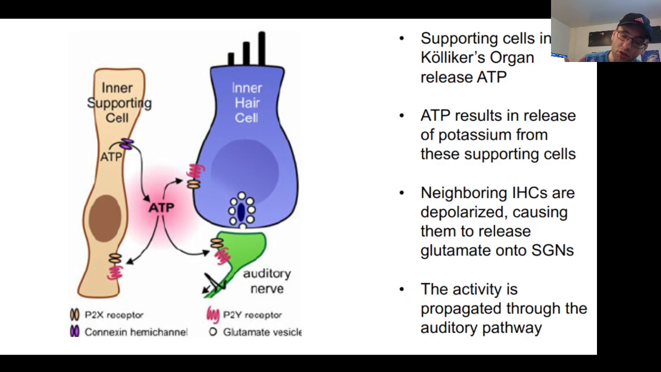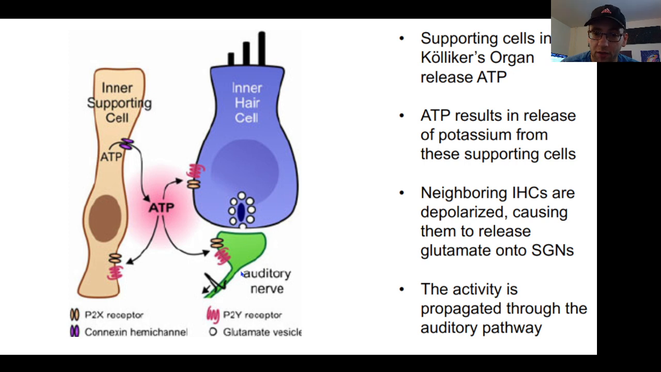So this doesn't happen just for the visual system. This also happens for the auditory system. You can see here this inner supporting cell on the left, which is part of this transient structure that goes away during development, the Kolliker's organ. It releases ATP, which binds onto the inner hair cell. Okay, that's going to let a bunch of potassium in, which depolarizes the inner hair cell, causing it to release glutamate onto this spiral ganglion neuron, okay?